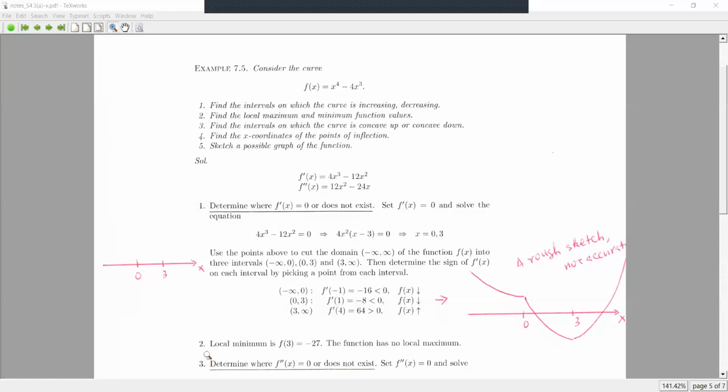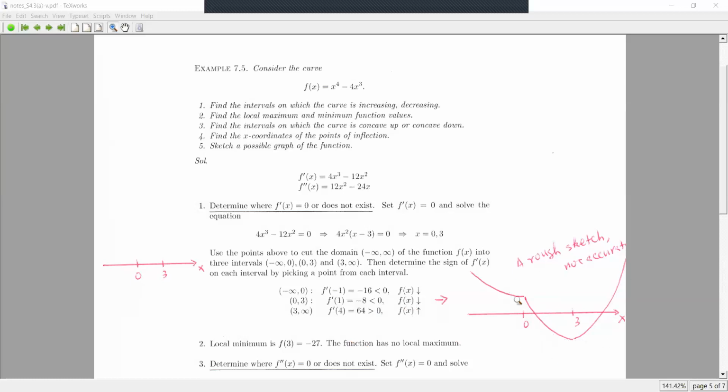Second question is easy to answer because we have solved the first question. I can roughly sketch the graph of the function f based on this information. From negative infinity to 0, the curve is decreasing. From 0 to 3, the curve is decreasing again. From 3 to infinity, the curve is increasing.